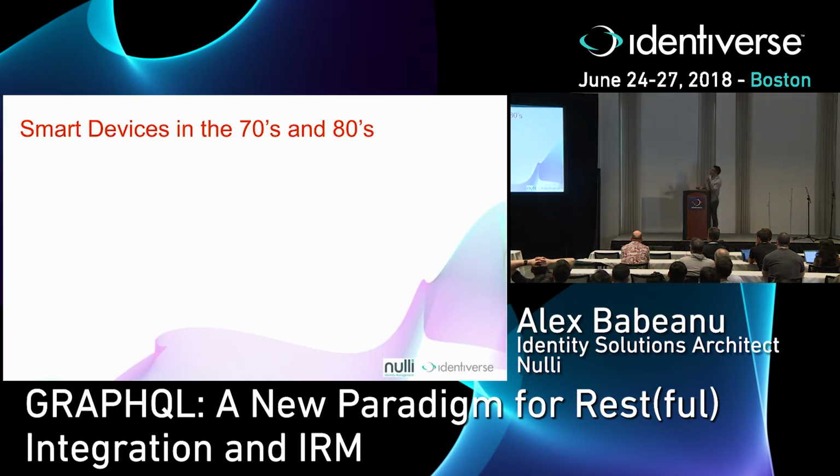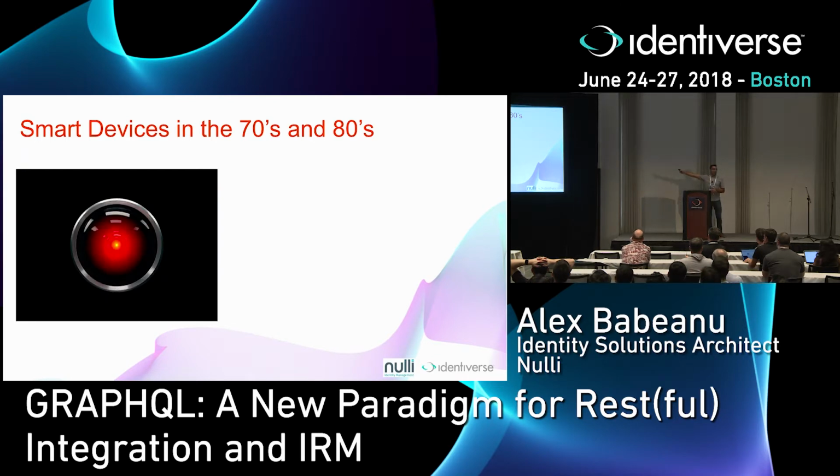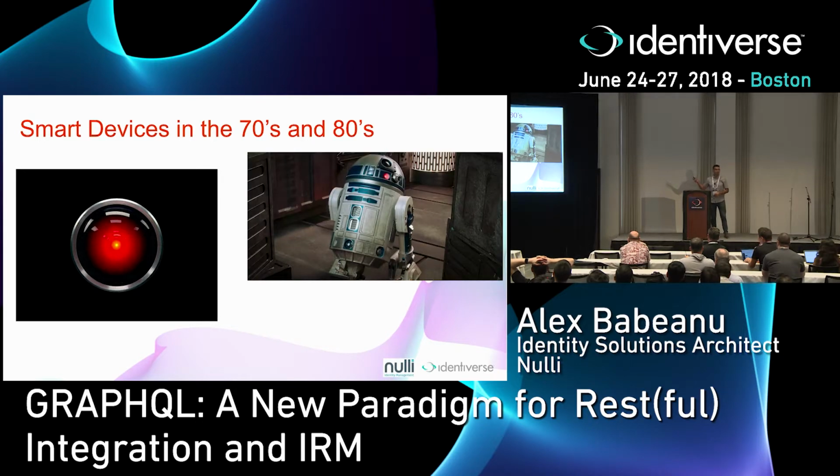Cool? So we're gonna start with devices from the 70s and 80s. I grew up in the 70s and 80s, and I'm gonna share with you some of the stuff that populated my universe back then. It's gonna be easy. So let's start. Everybody recognize this? HAL 9000 from 2001 Space Odyssey. Does it have an identity? Yeah, it does. How about R2? Yeah, okay, you guys are good.